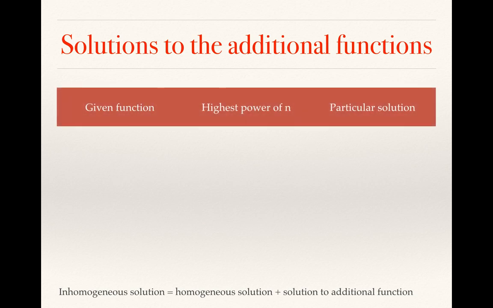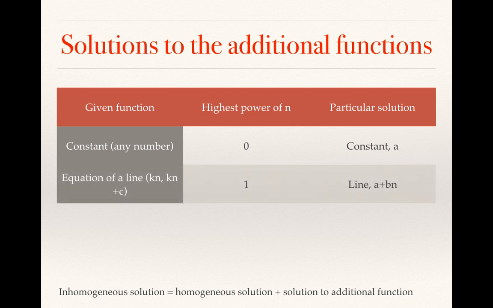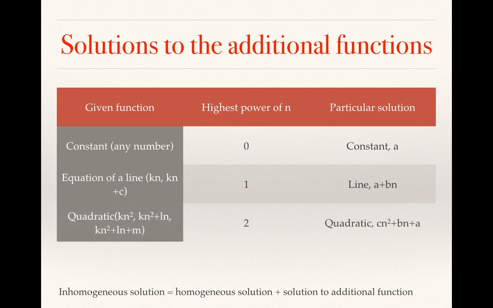Alright, so I'm going to look at the first and the last column to start with. So if we had the homogeneous function plus a constant, its solution will just have a constant a in it. If the additional function at the end looked like the equation of a line, so kn or kn plus c, then the particular solution will be an equation of a line, a plus bn, where a and b are constants. If the additional function was in the form of a quadratic, so kn squared or kn squared plus ln, or kn squared plus ln plus m, then your solution as well will be in the form of a quadratic.